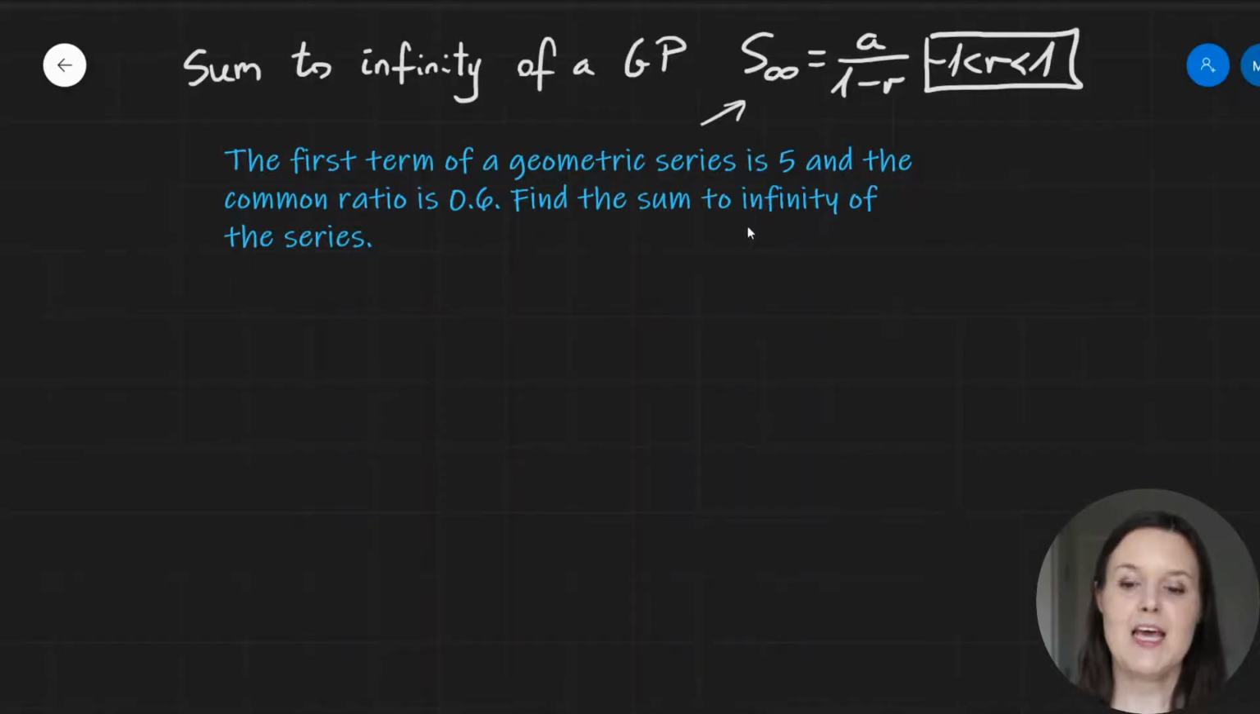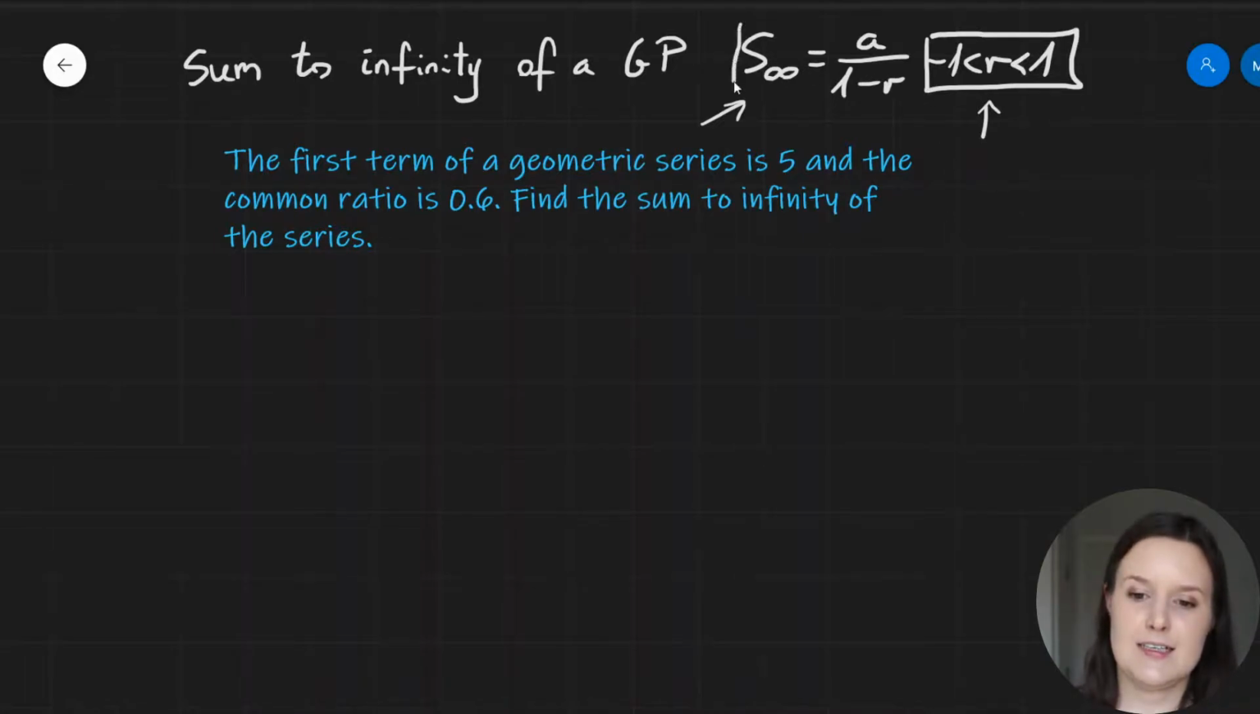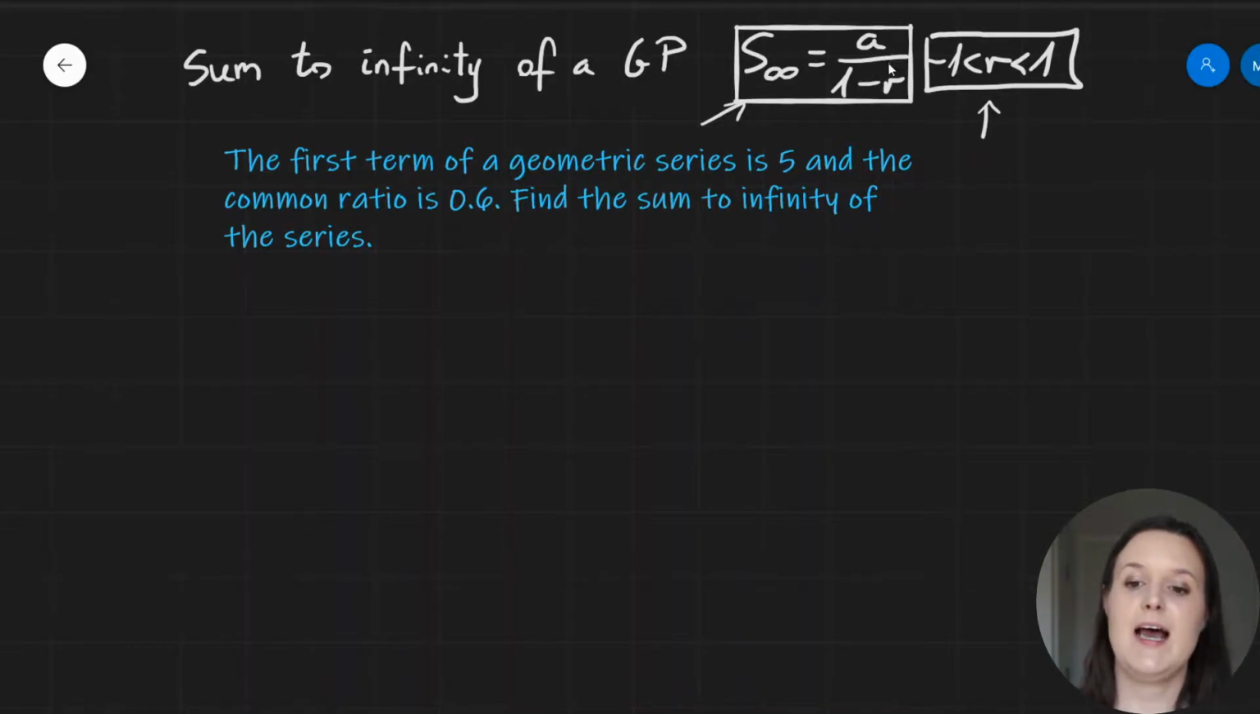Hi, my name is Marta, and in this video I will explain how to calculate the sum to infinity of a geometric progression, how to use this formula. You know already that you can calculate the sum to infinity of a geometric progression if the ratio is a fraction between -1 and 1. And then this sum can be found using this formula where a is the first term and r is the common ratio of a geometric progression.